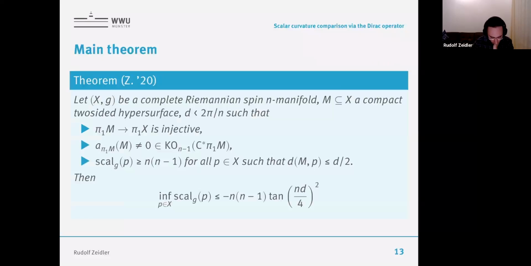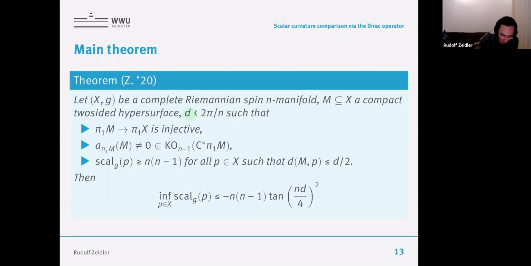Now I can state the main theorem that I want to talk about today. The statement is the following. I will first read the statement and then make a drawing to make it more clear. You have a complete Riemannian spin n-manifold. You have a compact two-sided hypersurface, and you take some number d, which is smaller than this critical number 2 pi over n that we had before. And you assume the following.